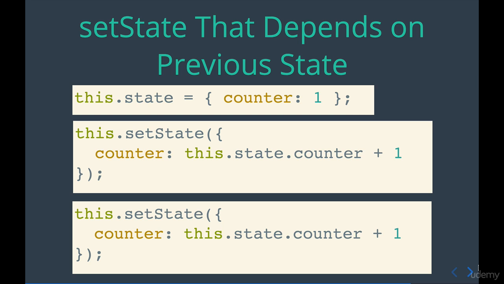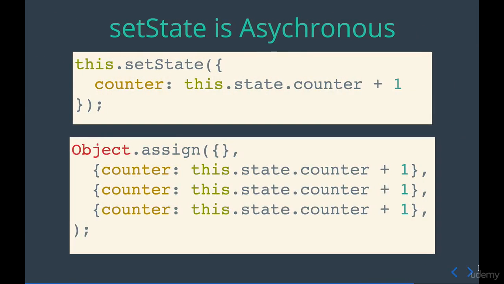Well, the reason that's happening is because you can essentially think of setState as doing this. So when there are multiple setStates that are called that are depending on the previous state, it's kind of like doing an Object.assign. So in this assignment, the counter value that we're going to get after all these Object.assigns are over with is still just going to be 2, right? Because this.state.counter never changes in all of these Object.assigns. It's all going to be the same thing. So how do we fix this problem?